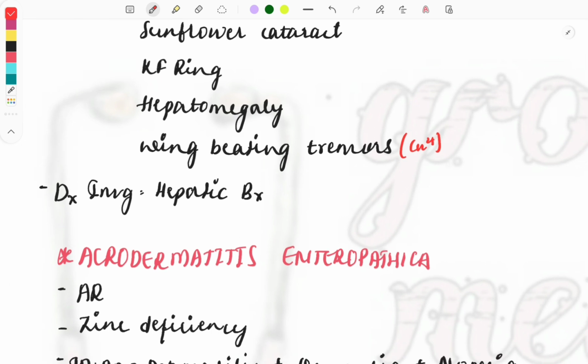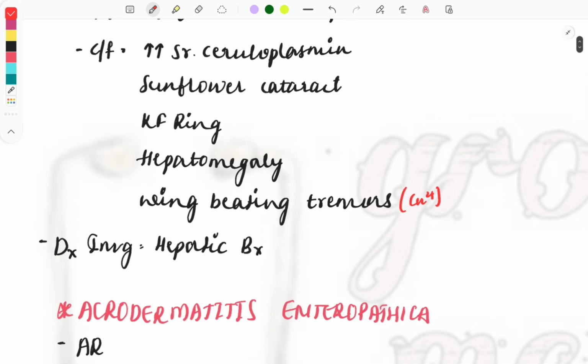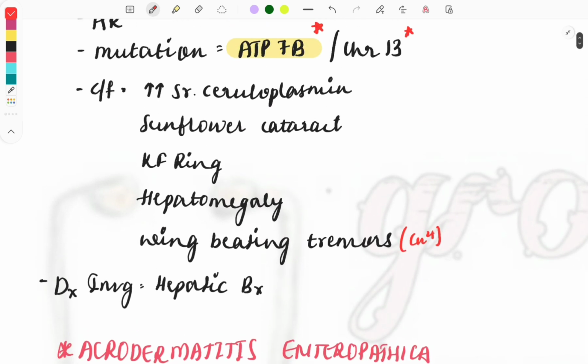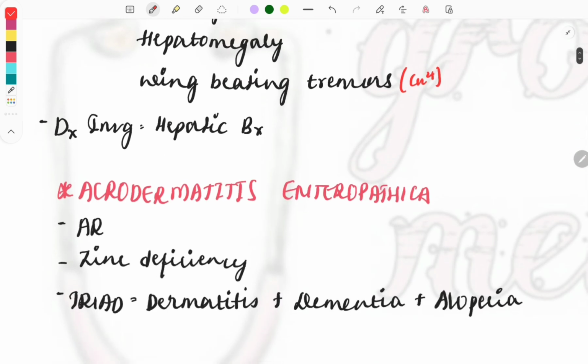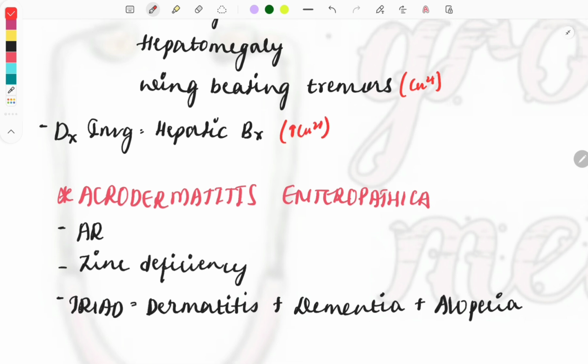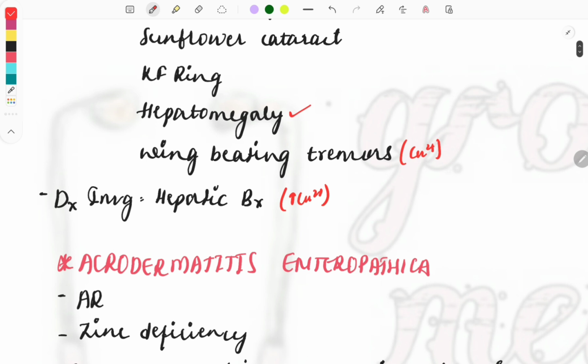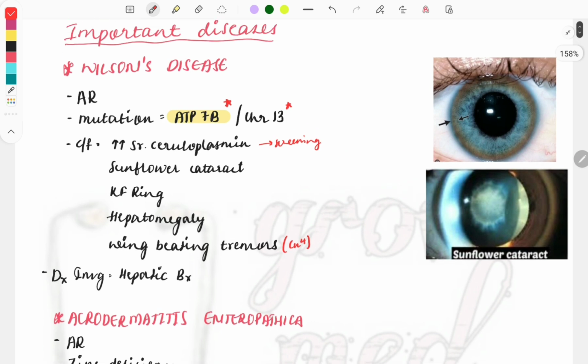And for the diagnostic investigation, it is the hepatic biopsy, whereas for screening we can use the serum ceruloplasmin. For screening of the disease, we can use the serum ceruloplasmin level, but for the diagnosis it is hepatic biopsy, because an increased amount of copper will get accumulated in the liver, causing hepatomegaly. Okay, so this is the diagnostic test. So this is all about Wilson's disease which you must know.